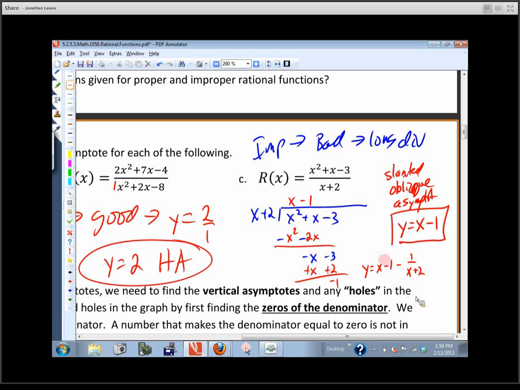And what I'm saying is, this is all I need. That's all I need for the slanted asymptote. We're going to come back to that in a second. Okay? Give me a few minutes. We'll come back to that. But that's all I need right here.